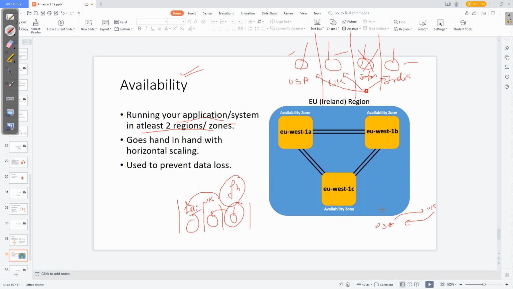I hope you get an idea and each and everything is clear. So availability goes hand in hand with horizontal scaling, and it is used to prevent data loss. Very important point for your exam and interview perspective.